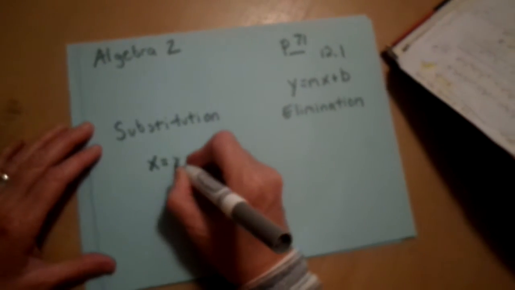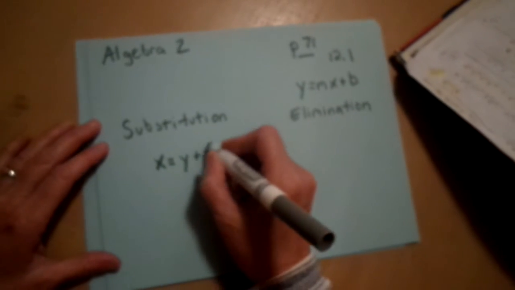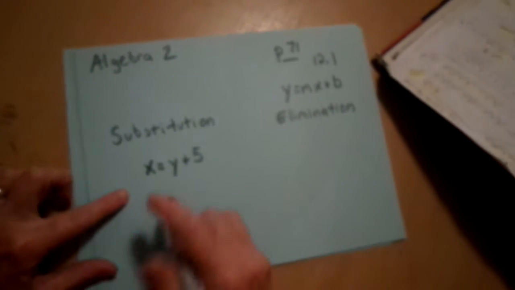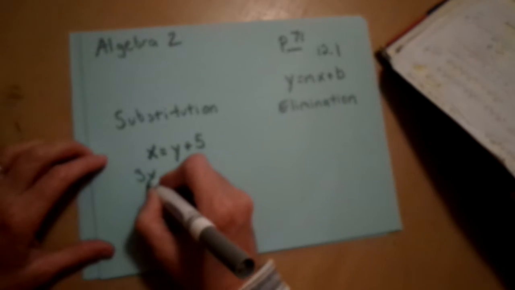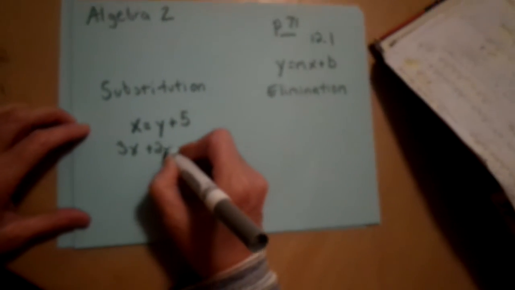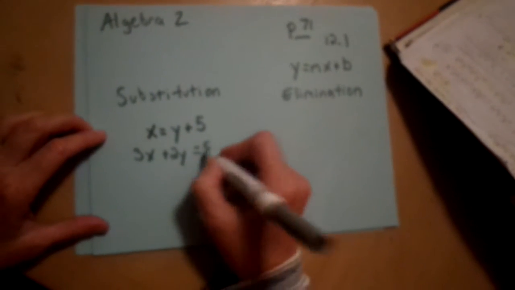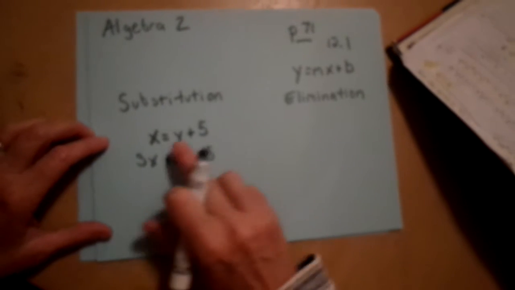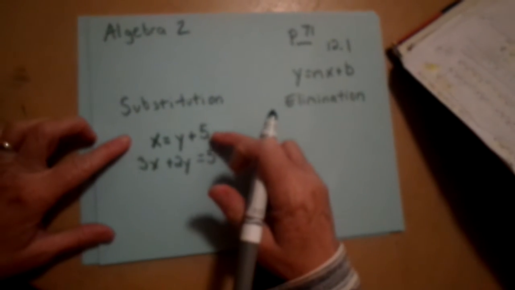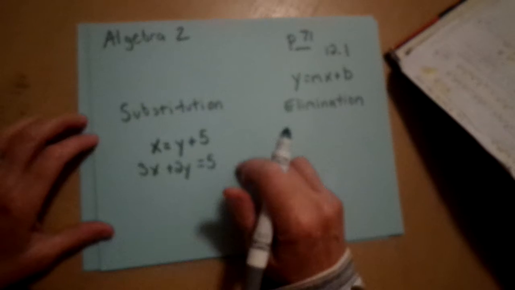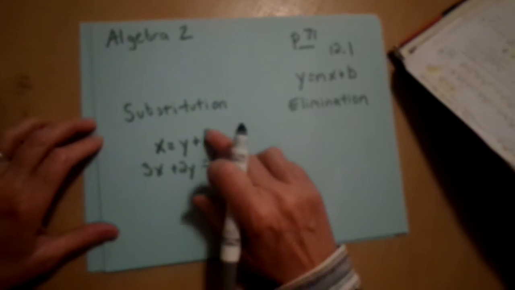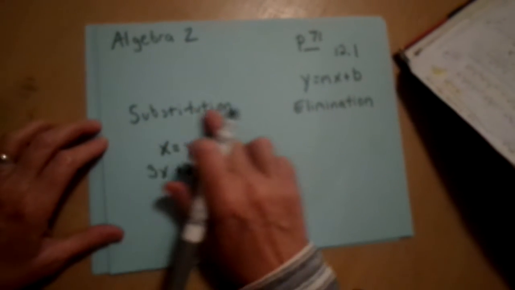So we're going to start off with x equals y plus 5. And we're going to have a second equation that says 3x plus 2y equals 5. If you have an equation with two variables, you cannot solve it. But if you have an equation with just one variable, you can. So when you have these two, what we can do is substitute.